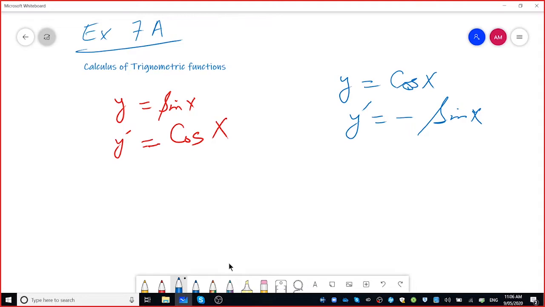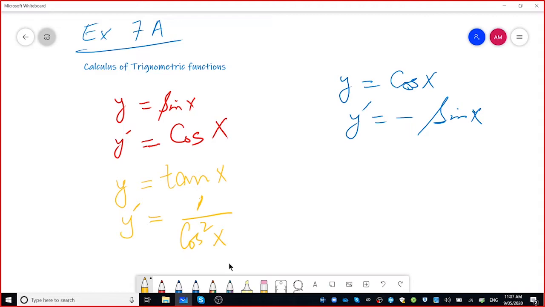And what about if y is tan x? So what is y bar? Do you know that? Is it 1 over cos squared x? Yeah, good. It is 1 over cos squared x. And in another form, it is called secant squared.